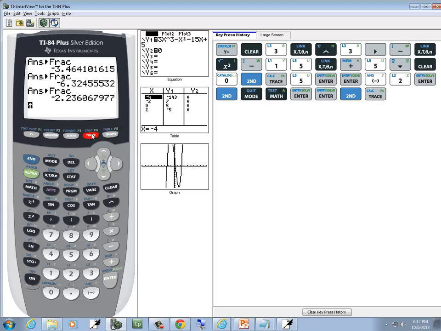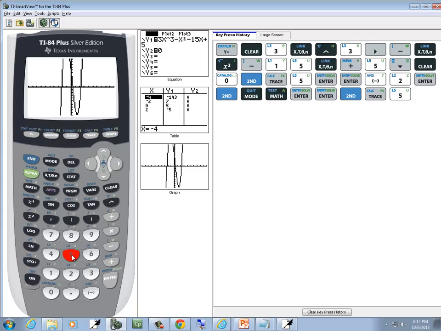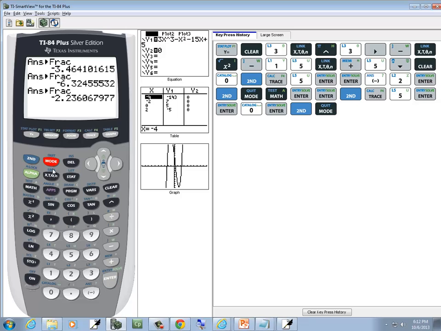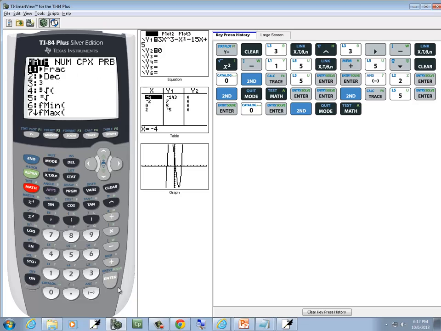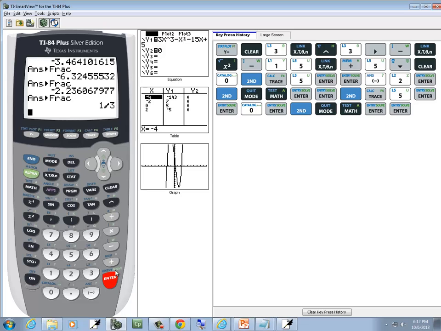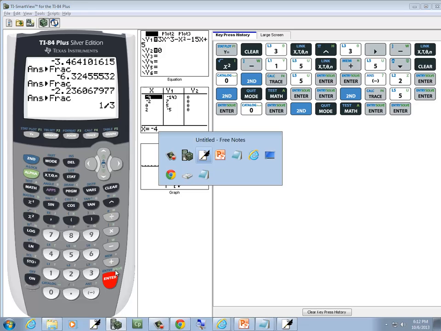So let's do second trace, choose intersect, and try to find our next one. Looks like maybe half or a third or something. So I'll do enter on first curve, enter on second curve, and I'll put 0 in for the guess. And 0.3333, a bunch of threes, looks like 1/3. But again, if I didn't recognize that, I'd do second mode, and I'd press math, enter, enter. And it comes back and tells us that our answer is 1/3.